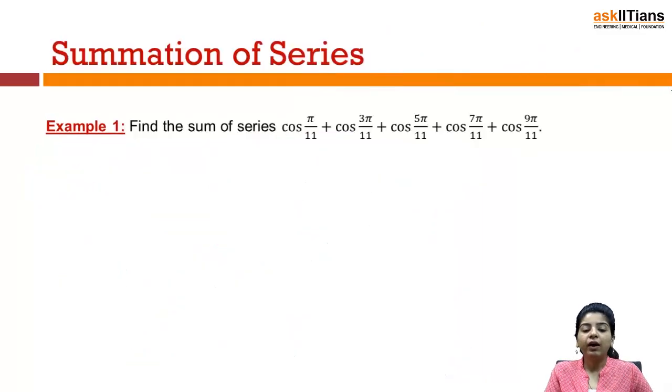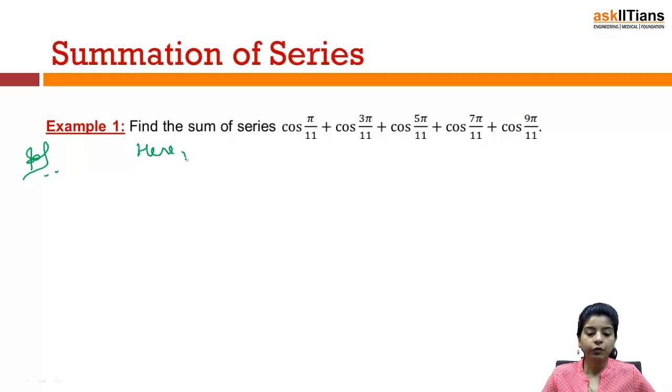Next we have summation of series. Summation of series is if you have a series of the form cos alpha plus cos (alpha plus beta), then plus cos (alpha plus 2 beta) and so on, or you can have it in the form of sine. So we'll discuss it with the help of examples. The example says find the sum of the series cos pi/11 plus cos 3pi/11 plus cos 5pi/11 plus cos 7pi/11 plus cos 9pi/11.